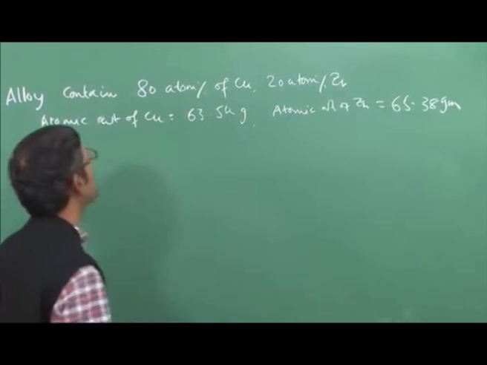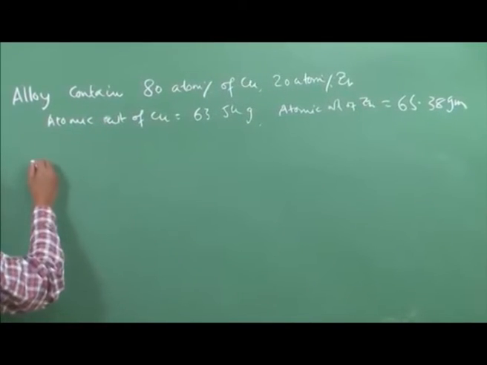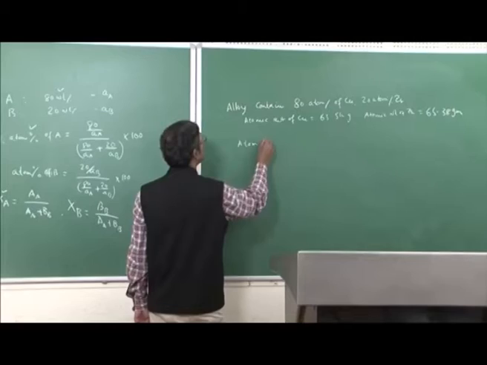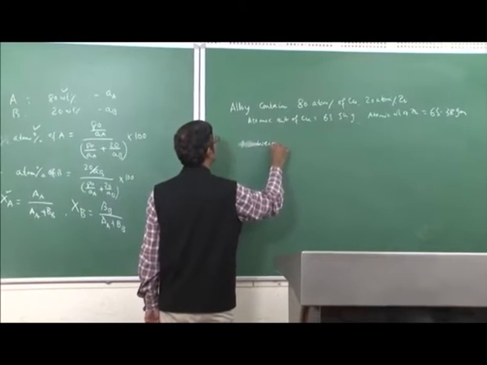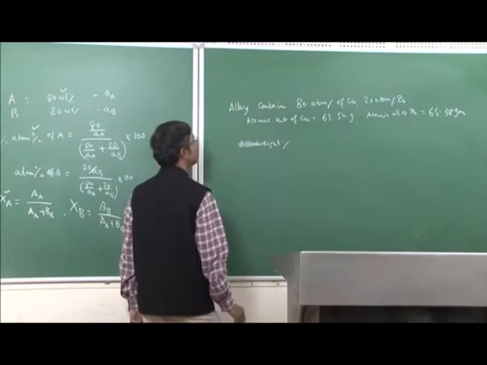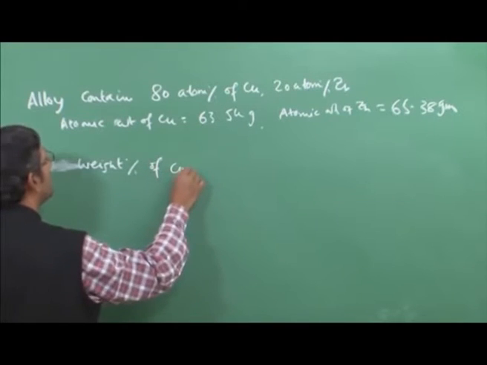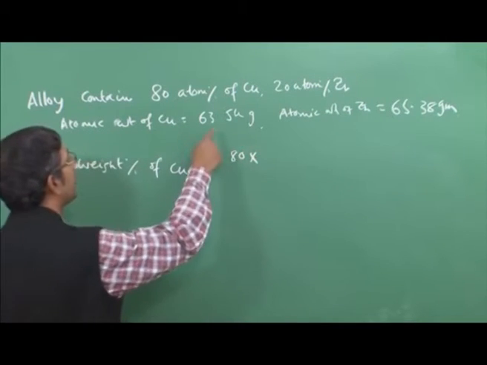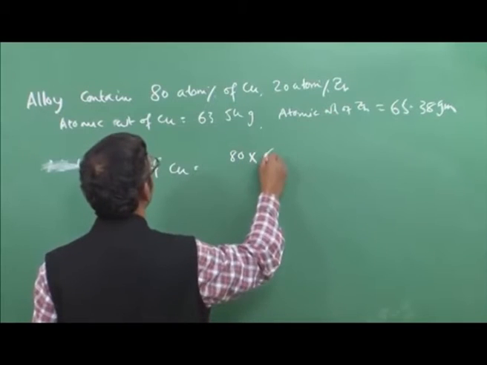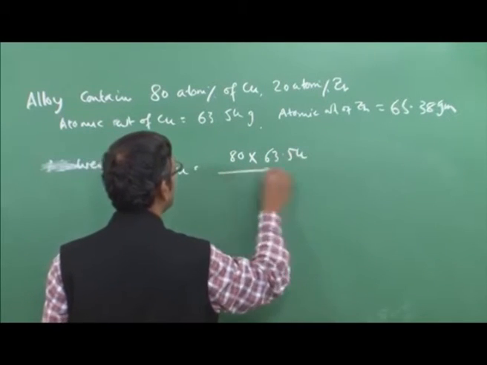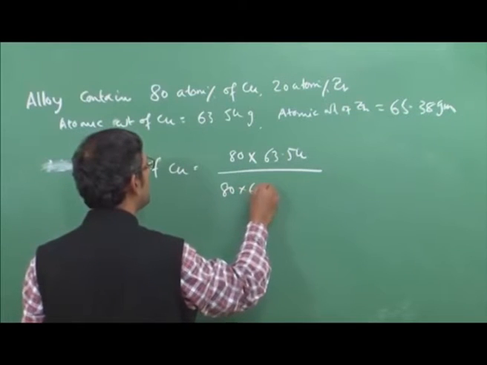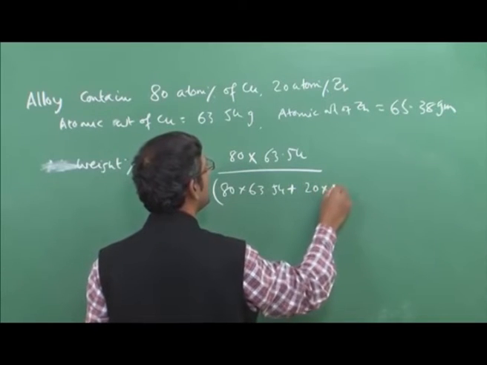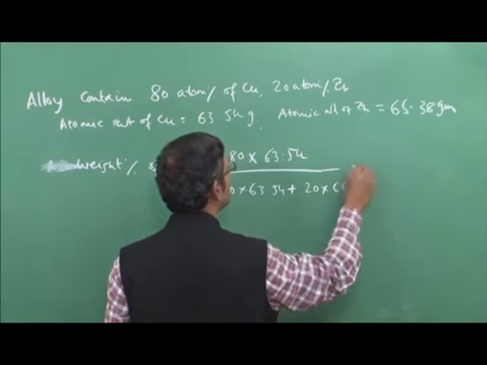So, how do I convert from atom percent to weight percentage? Very simple. I write weight percent of copper, because I have to convert to weight percentage from this. Weight percent of copper is equal to 80 into the atomic weight of copper, which is 63.54, divided by 80 into 63.54 plus 20 into 65.38, into 100.